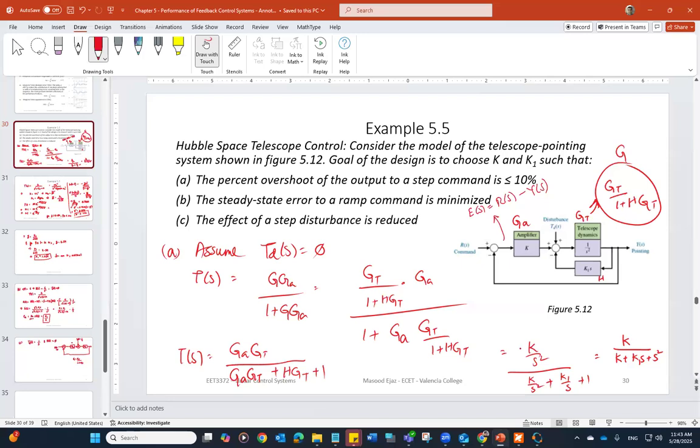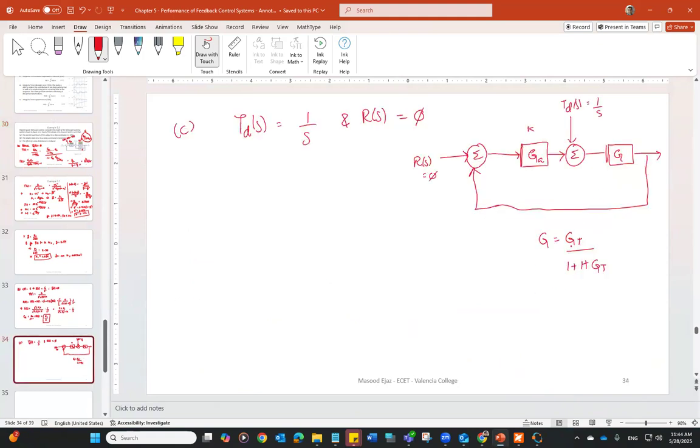We did derive it, guys. Let's see. Did we derive it? No, we did not. Okay, so let's derive it real quick. So GT is 1 over S squared, and H is K1S. So my G of S will be equal to 1 over S squared over 1 plus K1S. So 1 over S squared. So 1 power of S is cancelled by this.